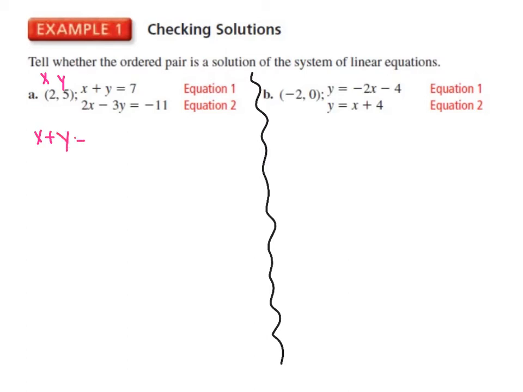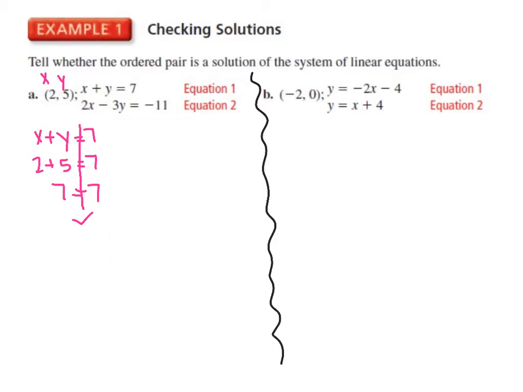x plus y equals 7. 2 for x plus 5 for y equals 7. Is that true? Well, 2 plus 5 is 7. Right? So that is true. When we're checking things, we never want to move things from one side of the equation to the other. Right? We never want to subtract 2 from both sides or do anything like that. We always just want to simplify the two sides.